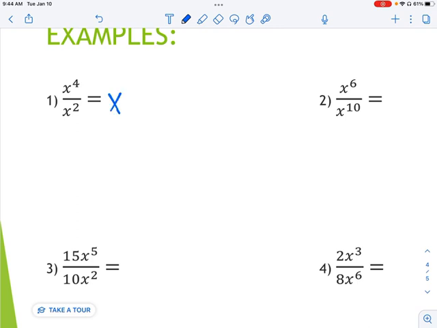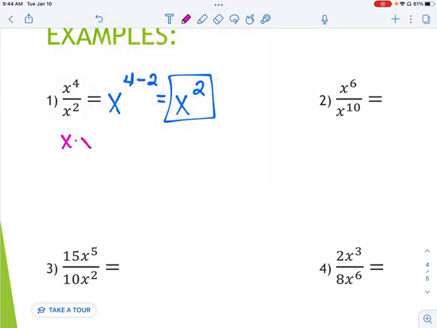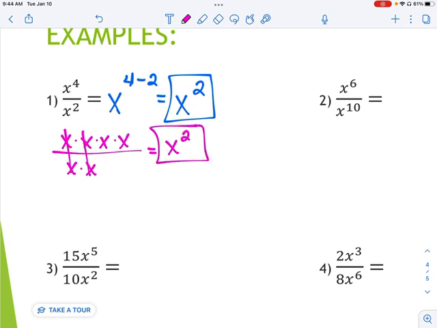I can say, oh, I have a common base of x, and then I can simply take and subtract. So x to the 4 minus 2 gives me x to the 2. The other way to think of this, though, is you have 4 x's in the top, you have 2 x's in the bottom, those cancel, and that leaves you 2 x's, and they're all in the top.